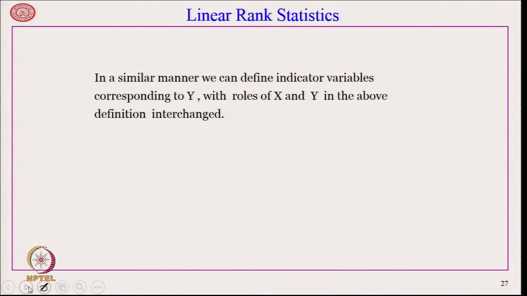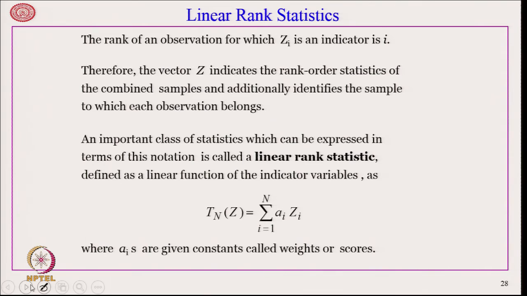Of course, one can do it in the reverse way. One can give 1 values for y observations and 0 values for x observations, but in that case also the treatment is very similar. Now, the rank of an observation for which z i is an indicator is i. That means for z1 the rank is going to be 1, the one corresponding to z2 will have rank 2, and the one corresponding to zn will have rank n in the sorted array.